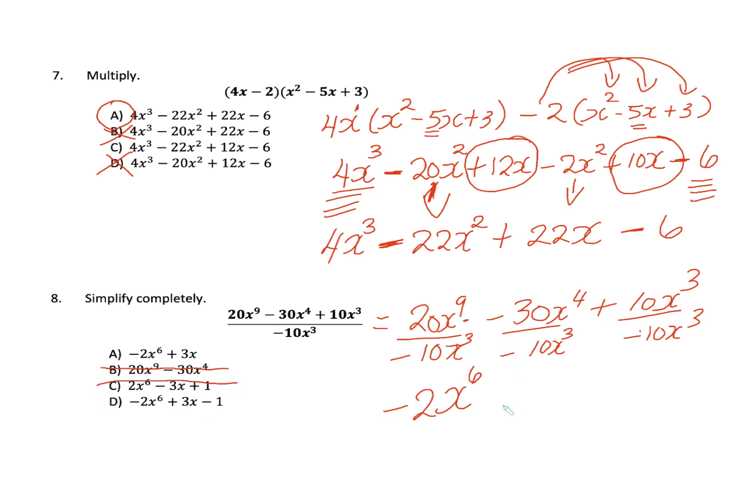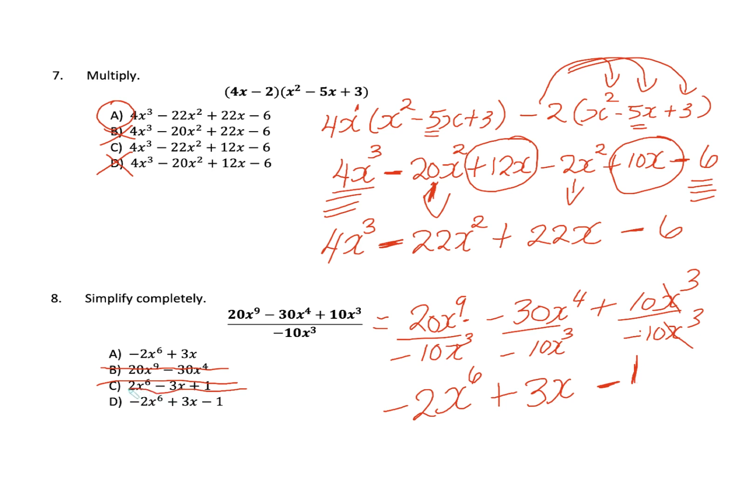When the signs are the same and you're dividing, that would be a positive. 30 divided by 10 is 3. And then again, we subtract. 4 minus 3 is a 1. They're not going to write the 1. We still have A and D in the running. A positive divided by a negative is a negative. Now, when you divide 10 divided by 10, you get a 1. However, here, these cancel. So your answer is D.